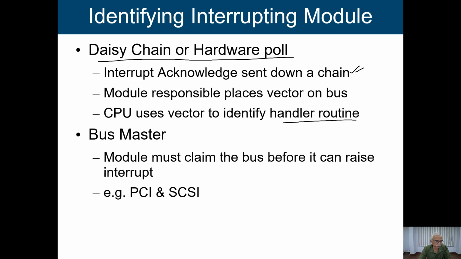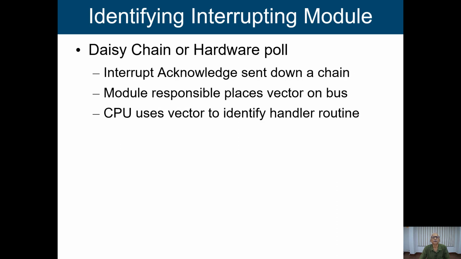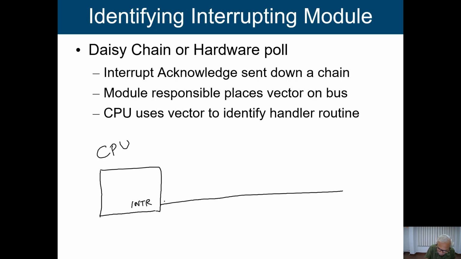Now we'll talk about the daisy chain. The interrupt acknowledge is sent down the chain. Basically, what will happen in this case, I'll tell you. This is your CPU. I have an interrupt line, INTR, and through this interrupt line devices are going to raise the interrupt. Along with that we have INTA, the interrupt acknowledgement. So this is the interrupt signal and this is the interrupt acknowledgement.